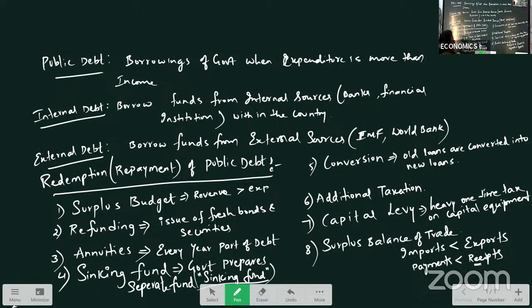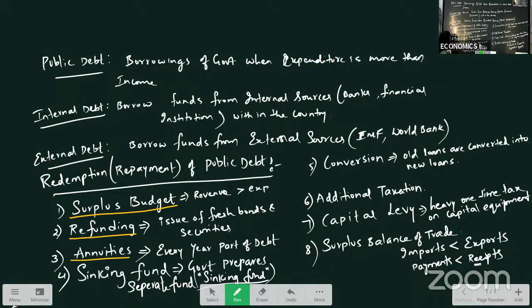Just see here, what are the methods where repayment of debts is done? Surplus budget. Surplus budget means when the budget is prepared, revenue will be greater than the expenditure. The excess revenue collected by the government is used to repay the debt. That method is called surplus budget. Next, we have refunding. Refunding means the government will issue fresh bonds and securities in order to raise income. That income which they get from fresh bonds and securities is used to repay the debt.